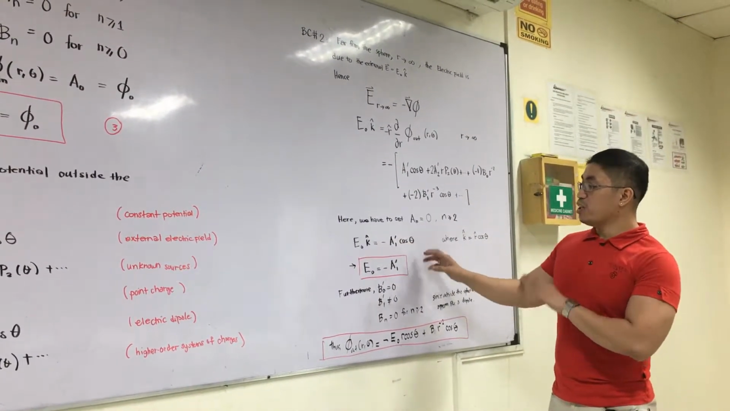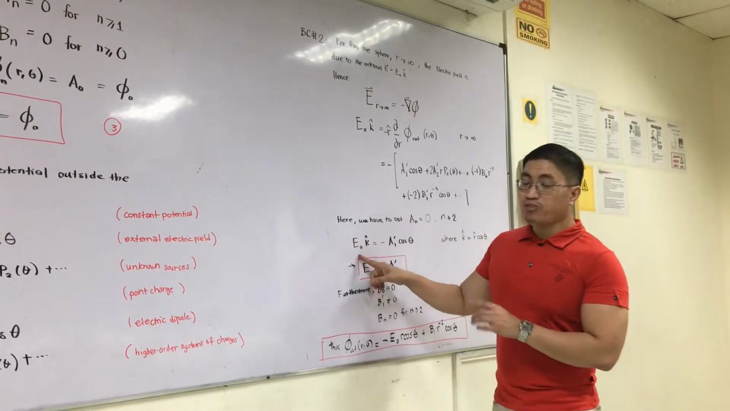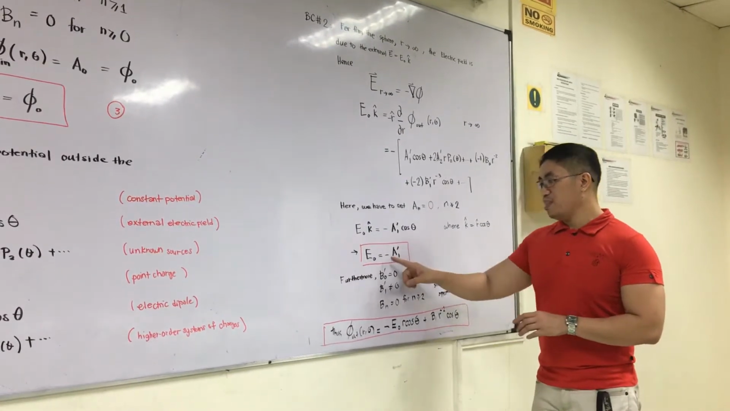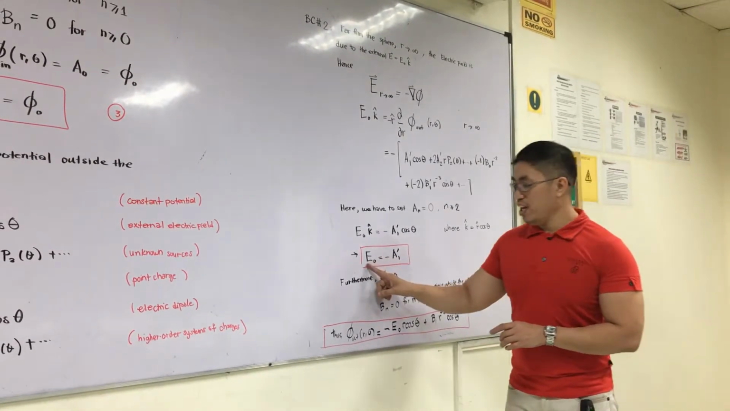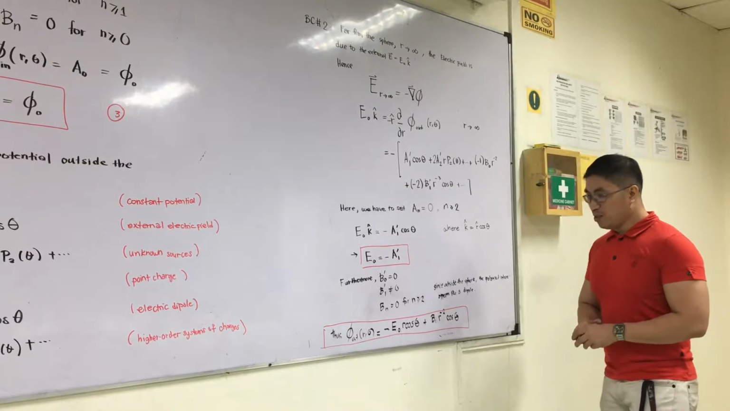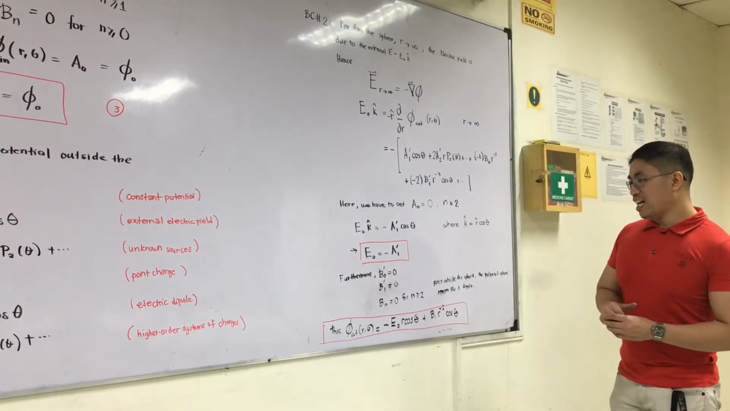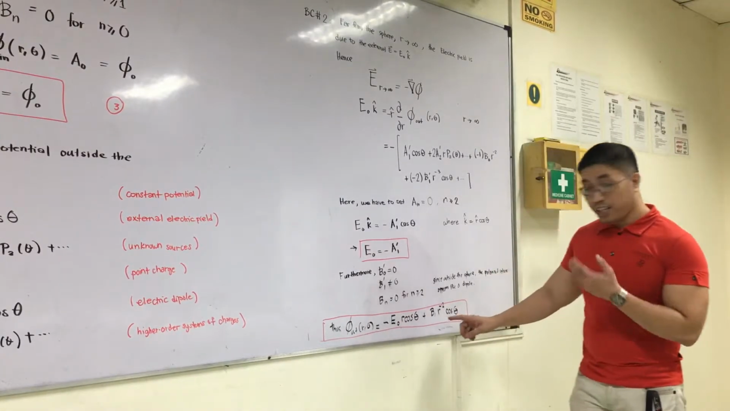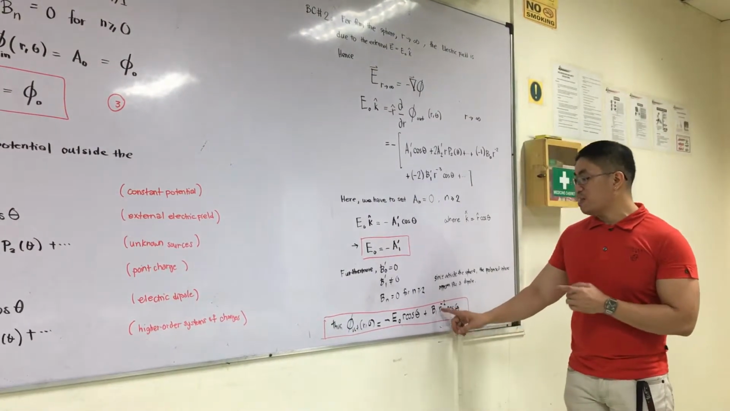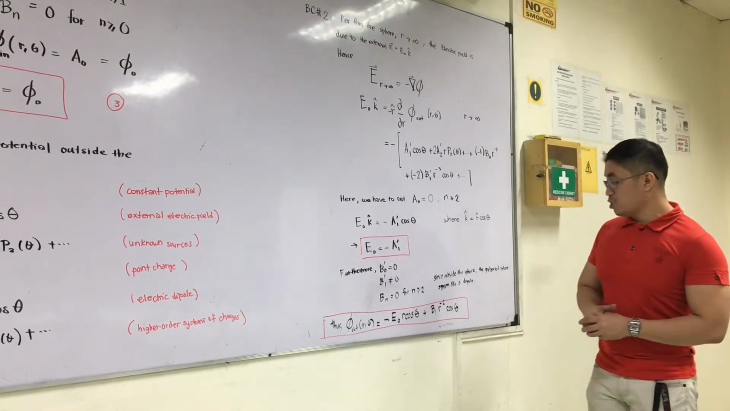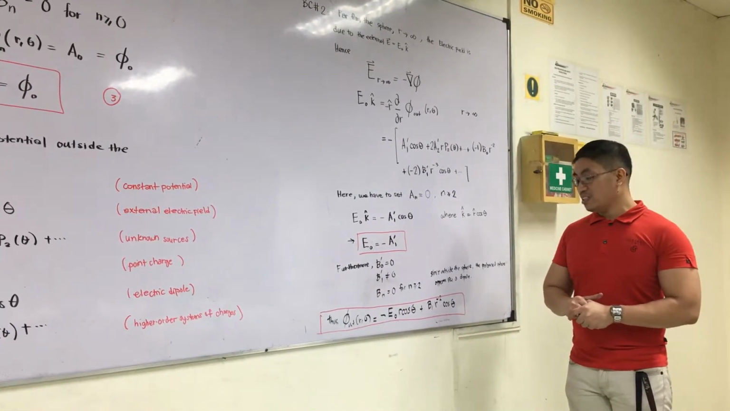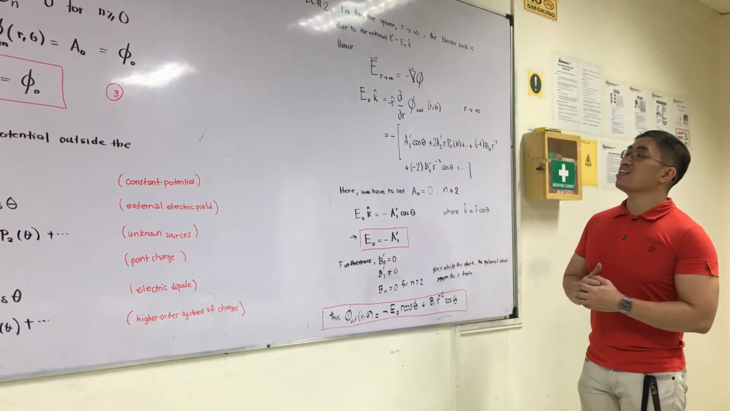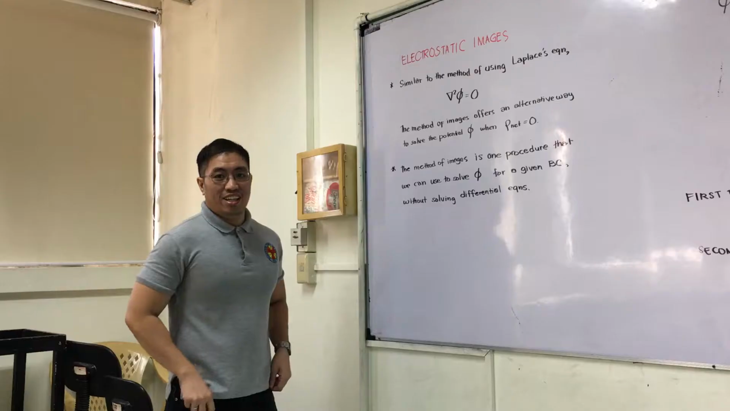Now, if we are to equate this to our external field E naught k, then we will be able to get that negative A1 prime is equal to E naught. So for that, we're able to get that the potential outside the sphere would be given by negative E naught r cosine theta, and your second term would still be B1 prime r raised to minus 2 cosine theta. And later, we will just be having to solve B1 prime and to complete the equation for the potential outside the sphere.